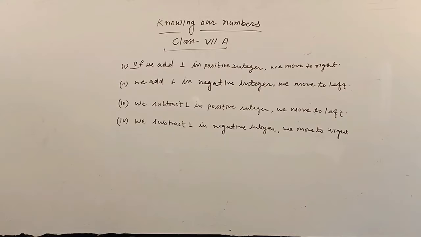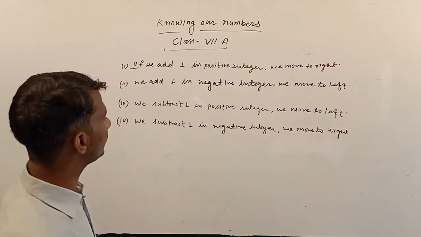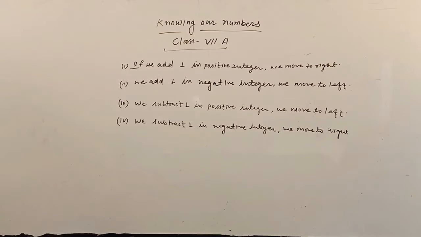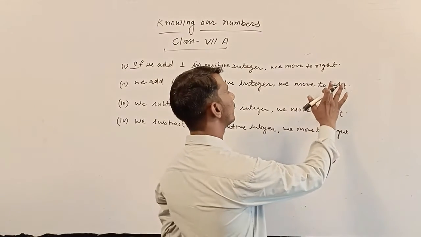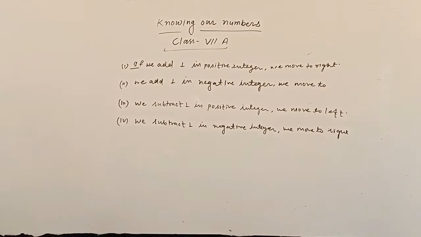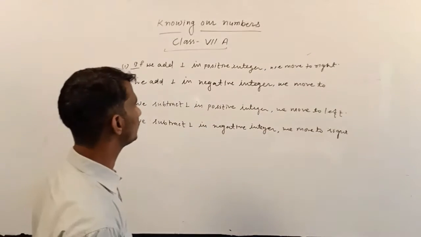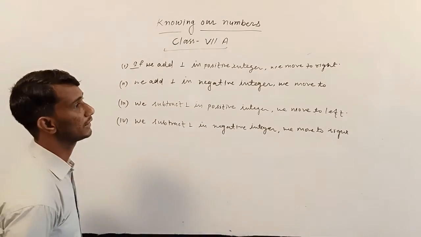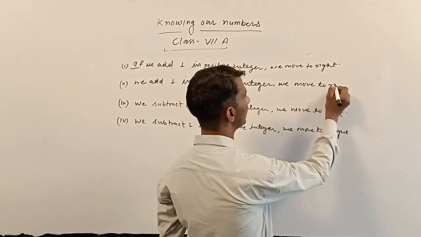If we add 1 to a positive integer, we move to the right. This is correct. If we add 1 to a negative integer, so we move to right or left? Check it again. Suppose minus 2 plus 1, so we get minus 1, so we have moved to the right side.